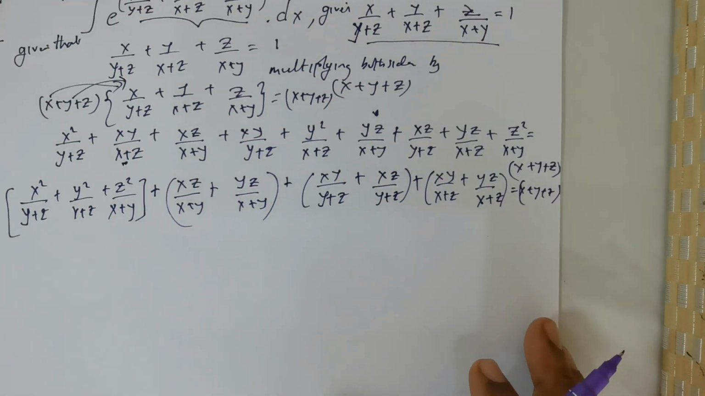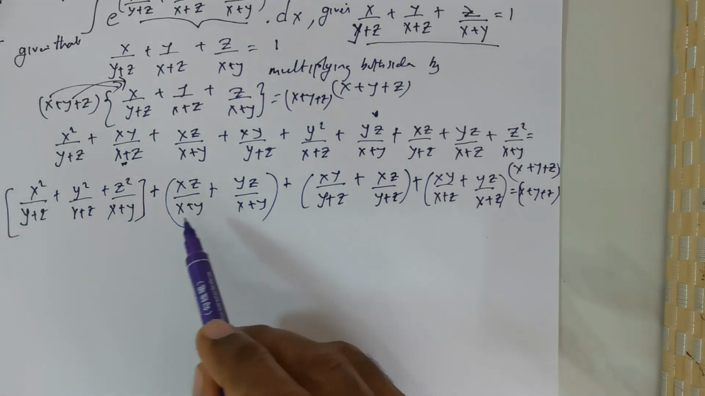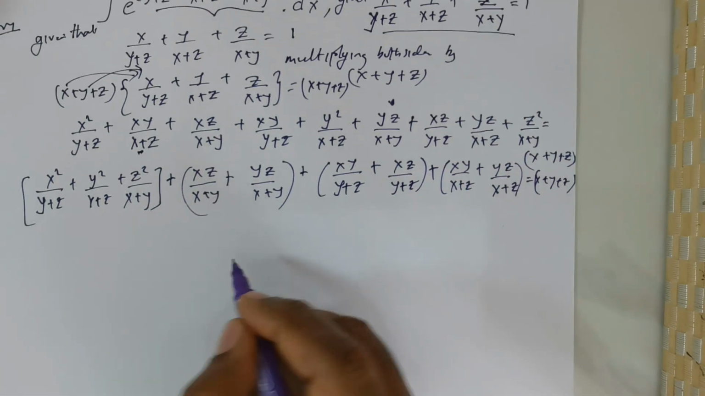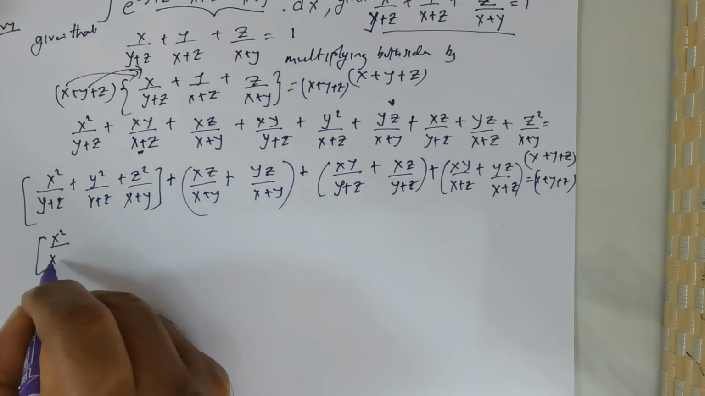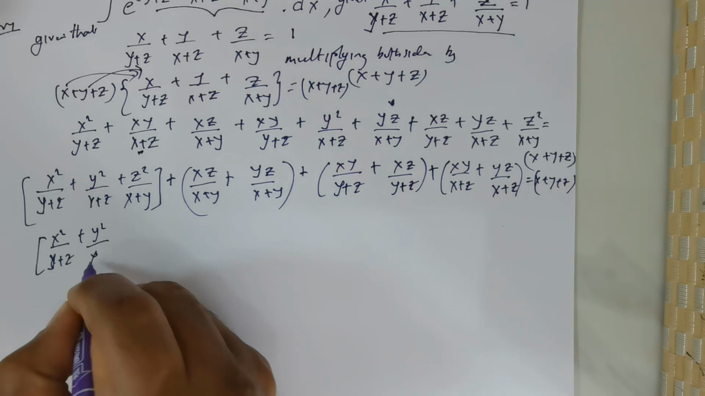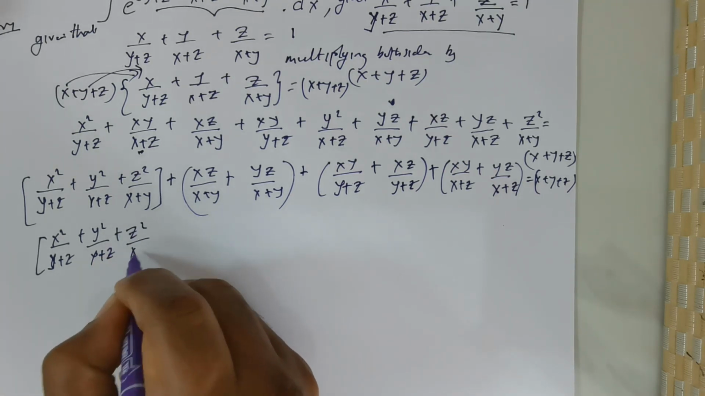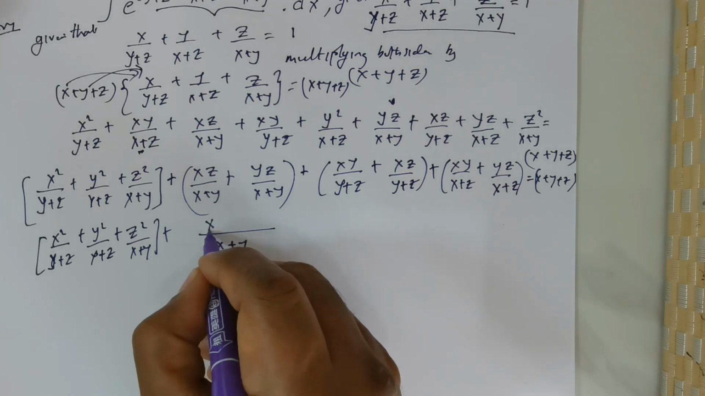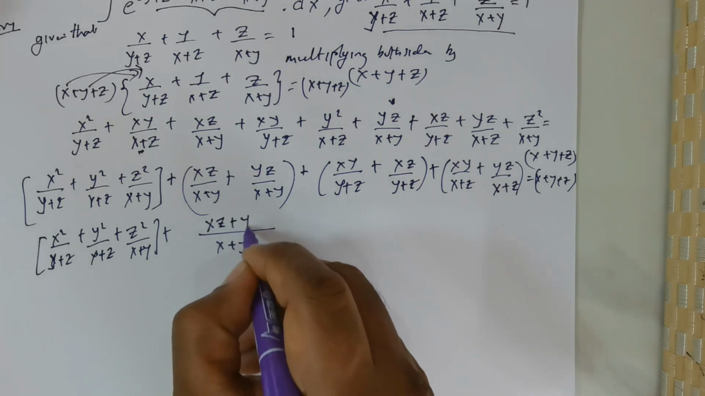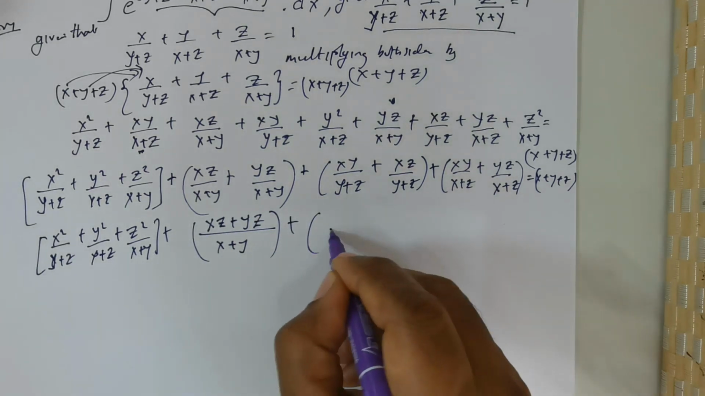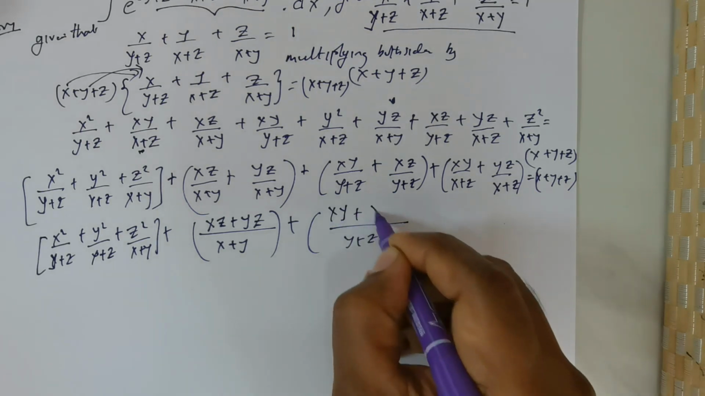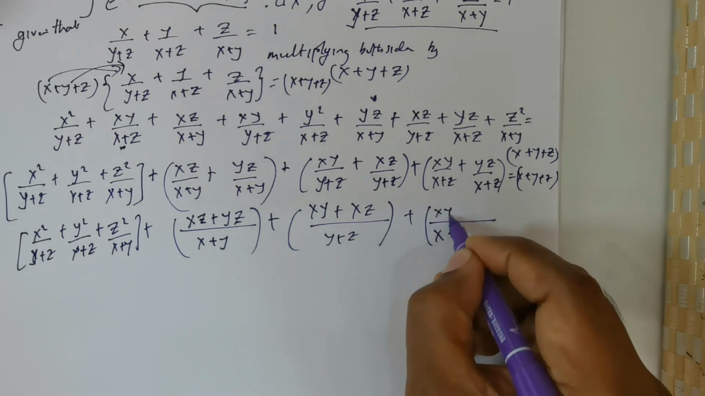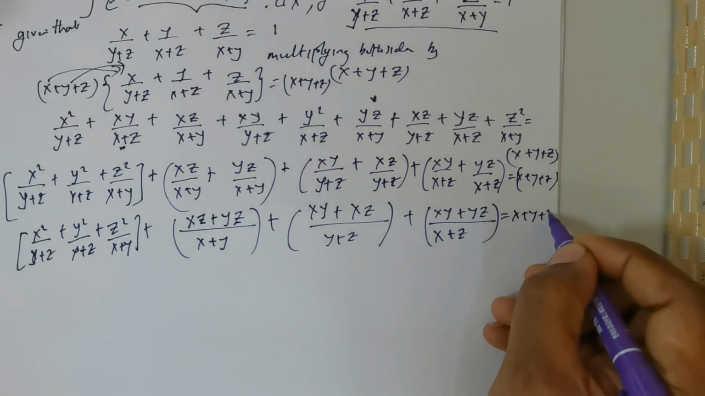Okay, let me check if I've got all the terms. 3, 3, 3, that's 9 terms. Okay, alright. So now rewrite this: x squared over y + z + y squared over x + z + z squared over x + y plus. Denominator is common, take x + y, so this is going to give me xz + yz. Denominator is common, so this is going to give me xy + xz. Denominator is common, this is going to give me xy + yz, is equal to x + y + z.